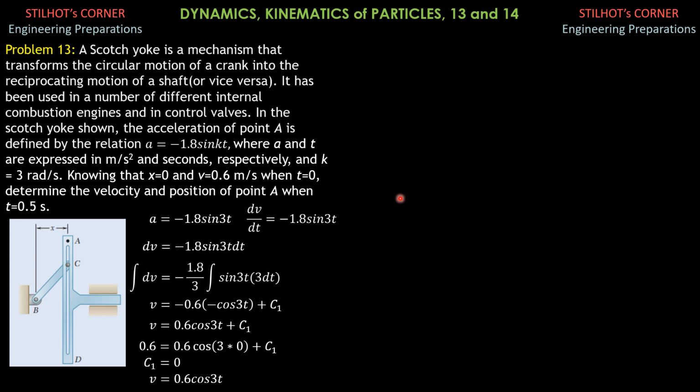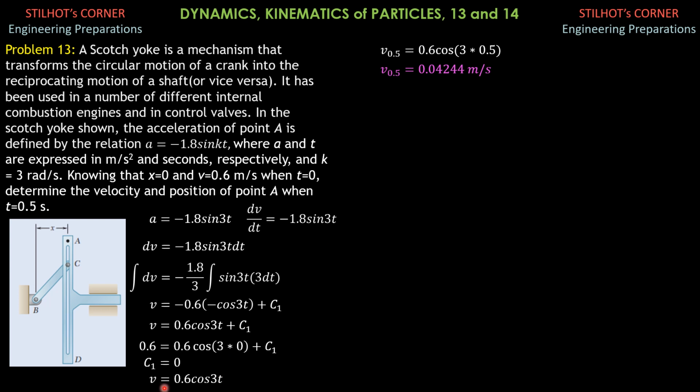And we evaluate the value of velocity when time is 0.5. So v at 0.5 equals 0.6 cosine of 3 times 0.5, or cosine of 1.5 radians. Setting your calculator in radian mode, we can compute the velocity at t equals 0.5 seconds. It is 0.04244 meter per second.